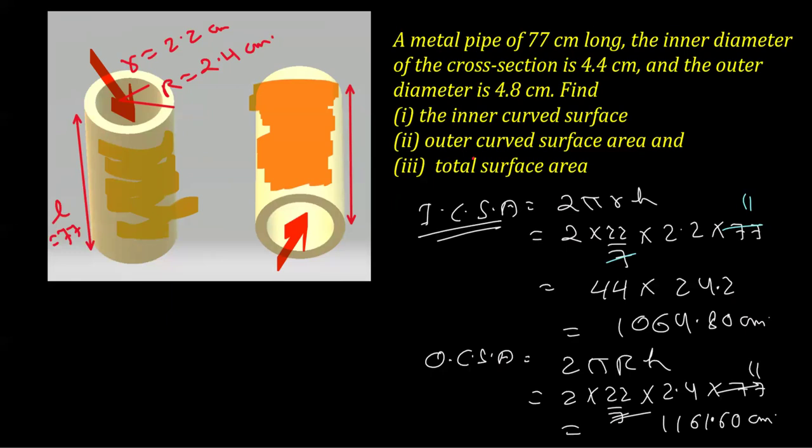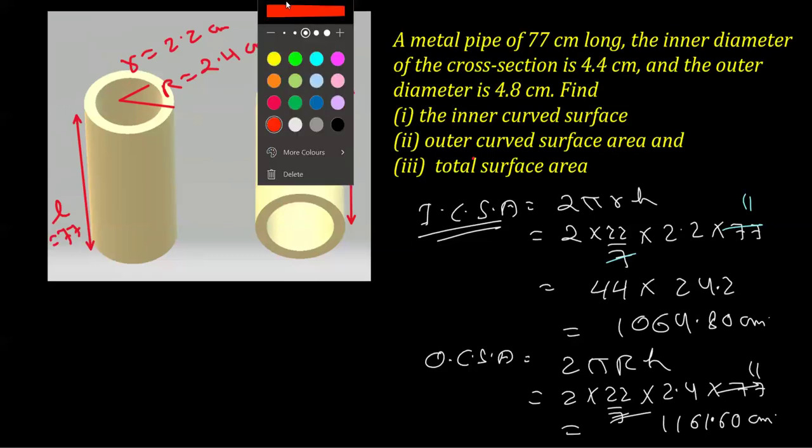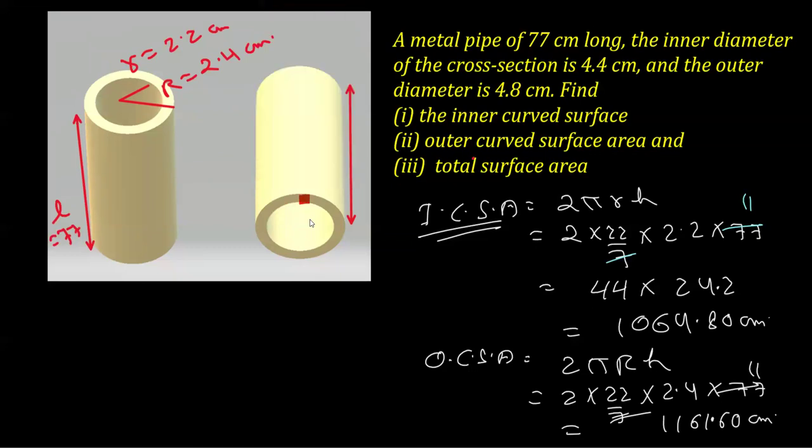Now comes the most important part of this sum, that why we are not including the base here. So we have calculated the inner curved surface area and outer curved surface area. Most of you do not realize that this is a ring here, right? We need to paint this portion also. This should not be left. If we paint this portion, as you can see, this is in the shape of a ring, you may call it a rim also. There is a ring above and below like this.